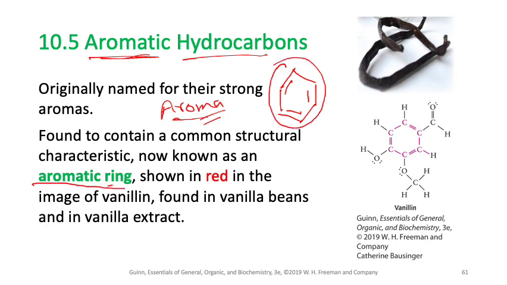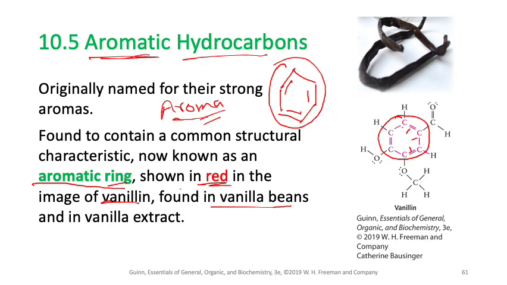That's why all the compounds containing this kind of structure, we call aromatic compounds or aromatic rings. This is shown in red over here, with carbon double bond, single bond, alternating. You can find this kind of aromatic ring in vanillin, found in vanilla beans, because they can give you an aroma. But later it was found out that this is not always the case. There are many compounds that are not aromatic, that cannot give you any kind of smell, but still have this kind of structure, but the name stuck: aromatic compound.